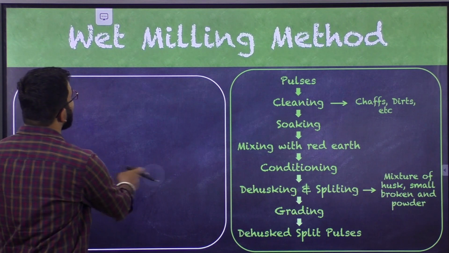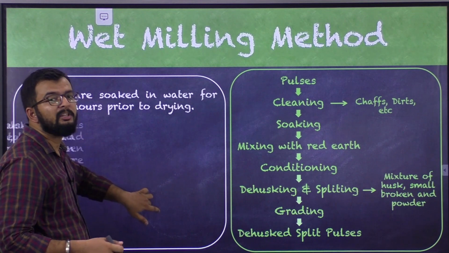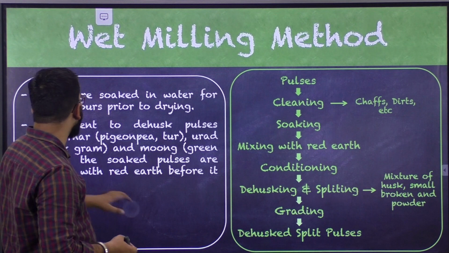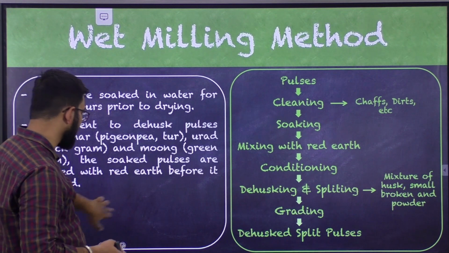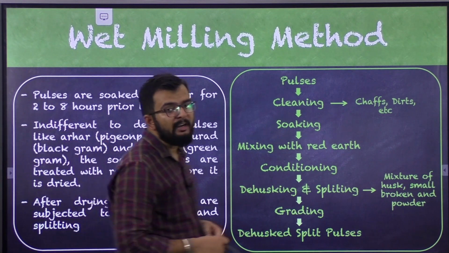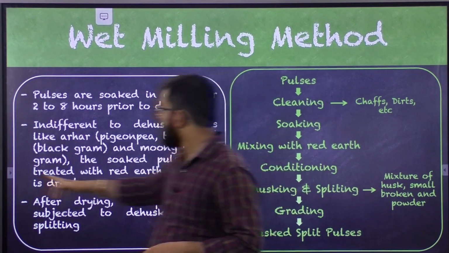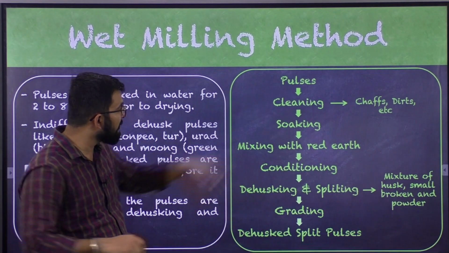Okay. Now these were the basic operations that are performed during milling of pulses. Now let us read about different milling operations or methods. So first one is your wet milling method. So under the wet milling method, what is happening here is you can see through this flow chart.